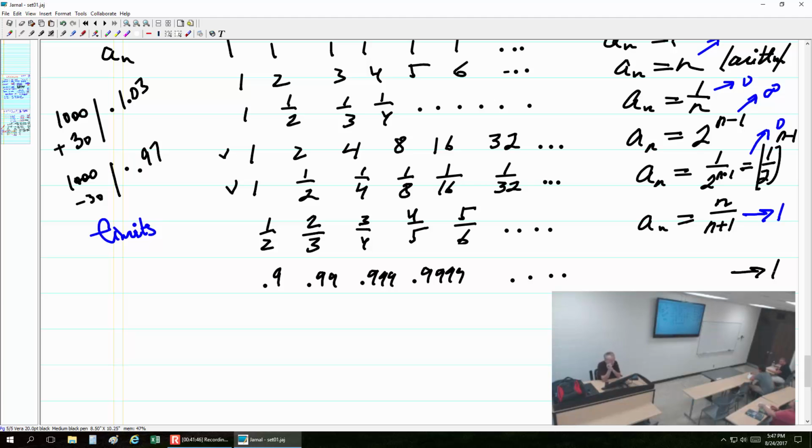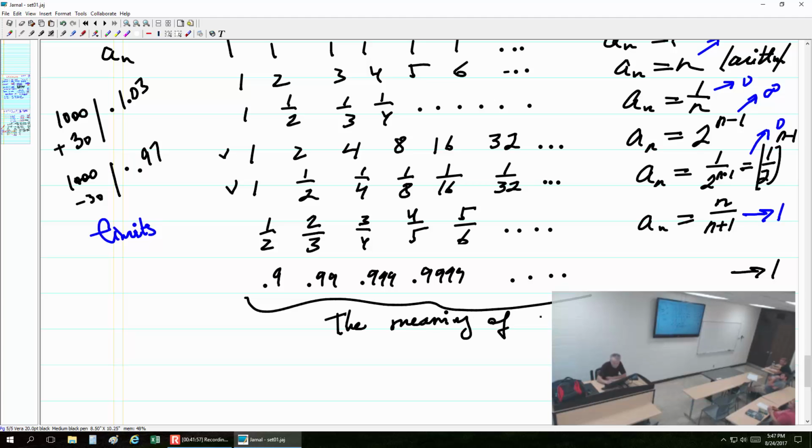In fact, this is the meaning of 0.9999..., a decimal with 9 repeated infinitely many times. The meaning of that decimal is 1 and only 1. It has to be understood as a sequence, and the limit of that sequence is 1, and that is why 0.9999... is equal to 1.